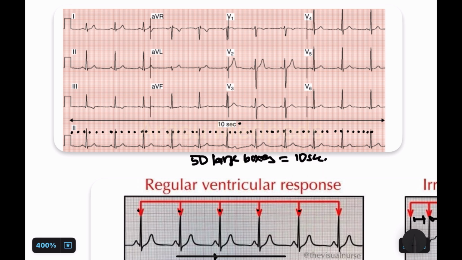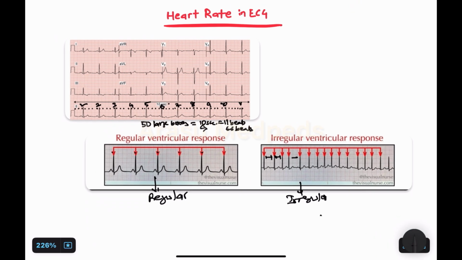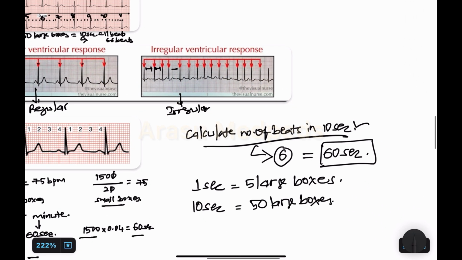So just calculate now how many QRS complexes are there. This is 1, 2, 3, 4, 5, 6, 7, 8, 9, 10 and 11. So there are total 11 beats for 10 seconds. So in 60 seconds it will be 66 beats, right? That's how we can utilize heart rate calculation when it comes to irregular rhythm.